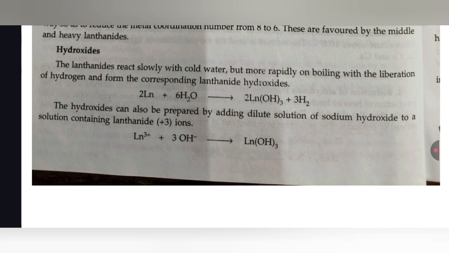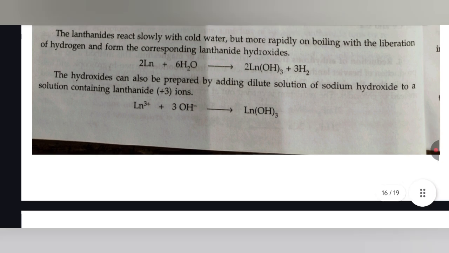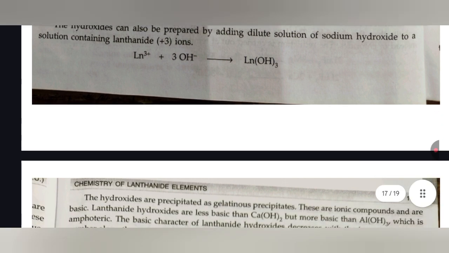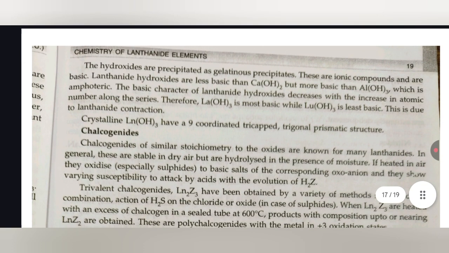The lanthanide reacts slowly with cold water but more rapidly on boiling, with the liberation of hydrogen and formation of the corresponding lanthanide hydroxide. The hydroxide can be prepared by adding dilute solution of sodium hydroxide to solution containing lanthanide ions. The hydroxides are precipitated as gelatinous precipitates. These are ionic compounds and are basic.